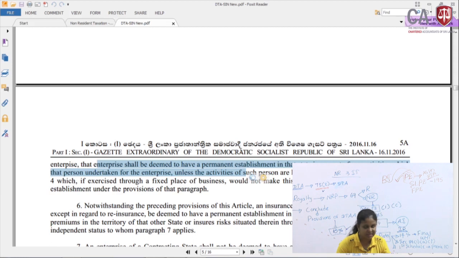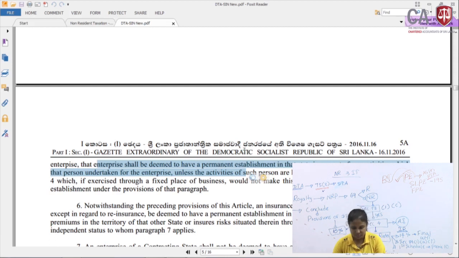In the permanent establishment definition under section 195, the independent agent is excluded, even under Article 5 of the Sri Lanka-Singapore Treaty, the independent agent is excluded. But any income derived by the non-resident person from the dependent agent is considered as the PE of that non-resident person. If it is so, you have to compute the business income of that non-resident person due to that dependent agent.